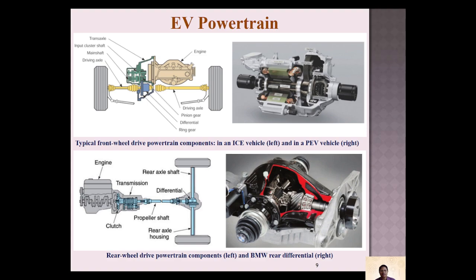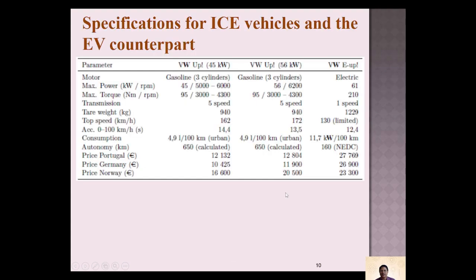Then the EV powertrain, it is a typical model. The front wheel drive powertrain components of an IC engine vehicle are shown on the left, and the electric vehicle is given on the right side. In the bottom there are two figures. The first one is the rear wheel drive powertrain components, given here: engine, transmission, clutch, then rear axle shaft, differential unit, propeller shaft, and rear axle housing. It's a BMW, a premium German car manufacturer. They are using a rear differential unit like this. This is shown here for your reference.